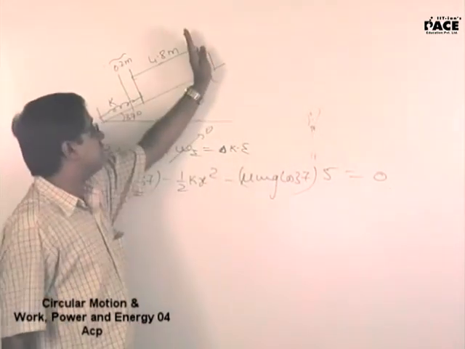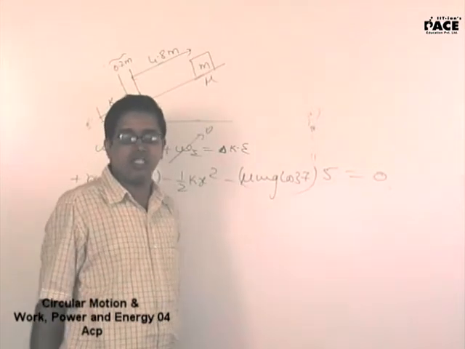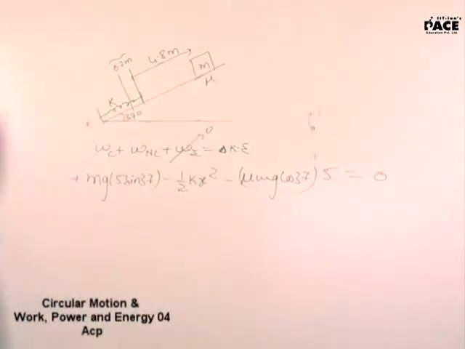Normal force is perpendicular to the displacement. Work done by the normal force is 0. Sum total change in kinetic energy is 0. Now come to the second equation.